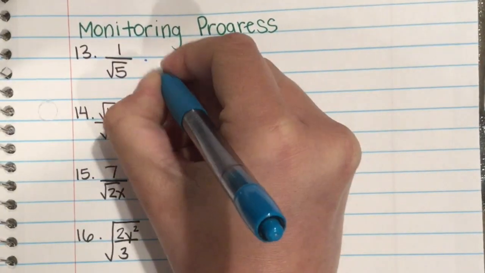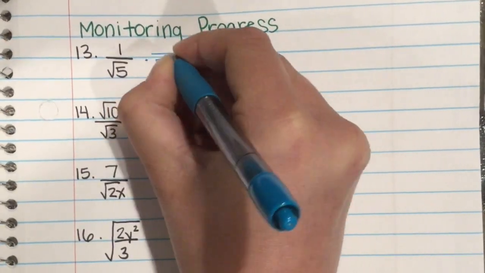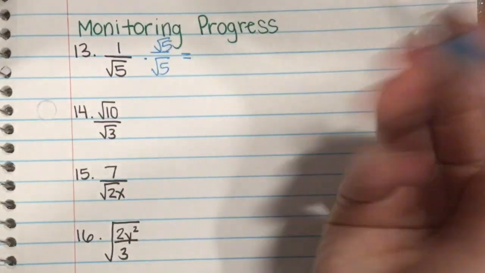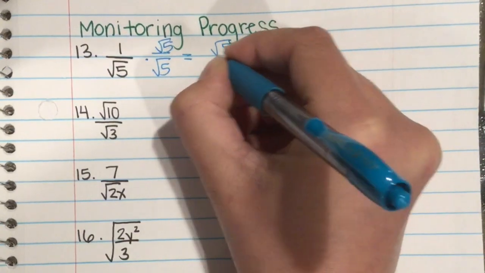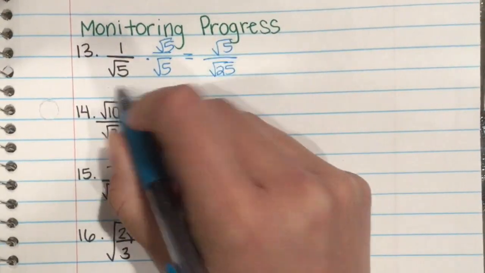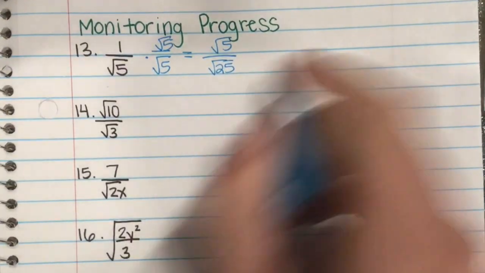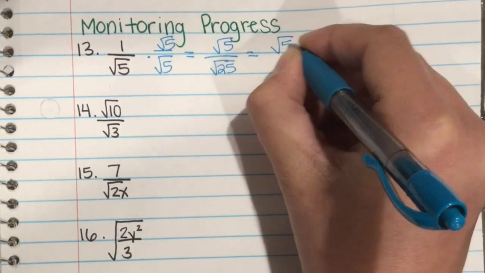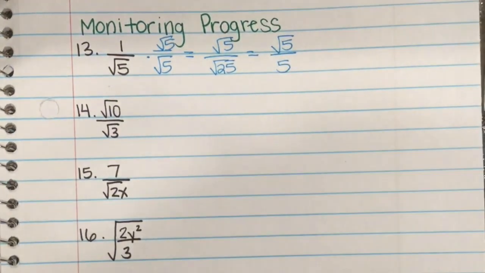So I'm going to multiply both the numerator and the denominator by the square root of 5, which gives me 1 times the square root of 5 is just the square root of 5 over the square root of 25, because 5 times 5 is 25. This will then simplify to the square root of 5 over 5, and that is my final answer.